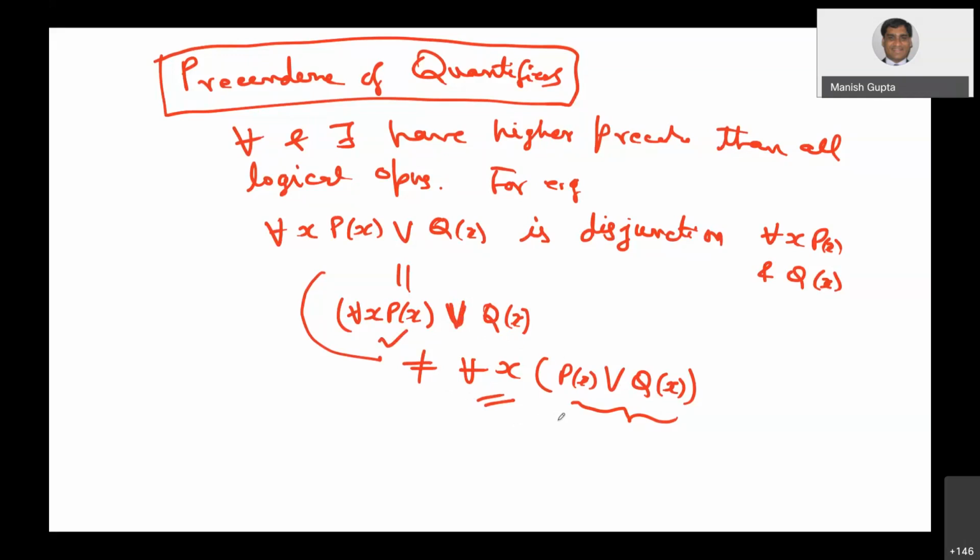Sir, instead of and there will be or, no? For every x P(x) or Q(x). Where have I written it? Next to the disjunction. Oh, here you mean to say? Yes, sir. Oh okay, maybe I should not write anything, otherwise there will be confusion. Basically, what I'm saying is that for every has to be executed first, rather than this logical operation, right? Okay.